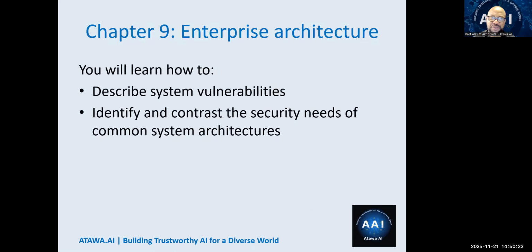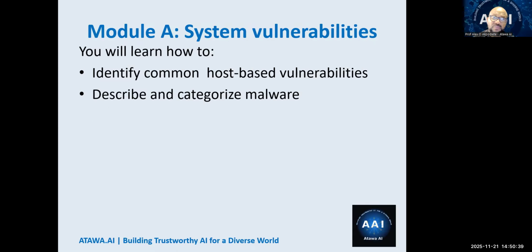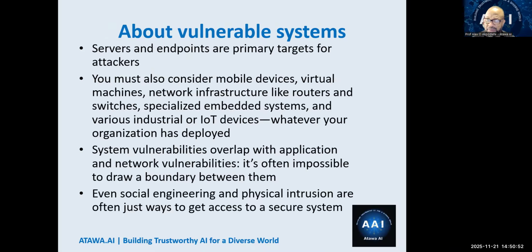It's copyright information. So in this chapter, we're going to try to help you learn how to describe what I call system vulnerabilities or weaknesses, and to identify and contrast the security needs of what we call common system architecture. So in module A, let me specifically look at common host-based vulnerabilities. That's like in your own system as opposed to server-based. And then describe and categorize malware, which just means malicious software.